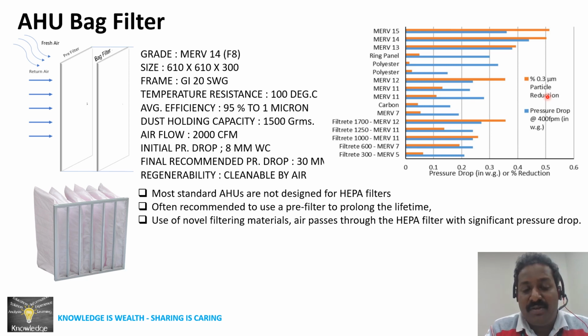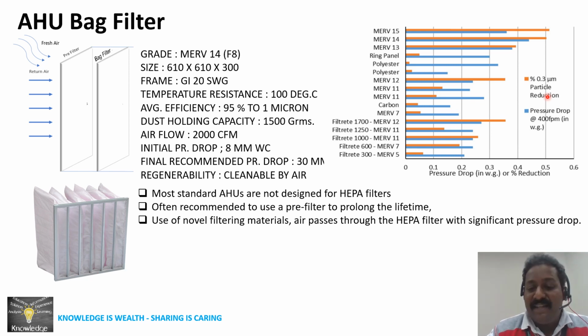There is already some pressure drop happening. But since our EC fans can be run at more speed, that pressure drop can be mitigated by controlling the fan speed and increasing the CFM. So often, if you go with a HEPA filter, please replace your pre-filter with MERV 13.